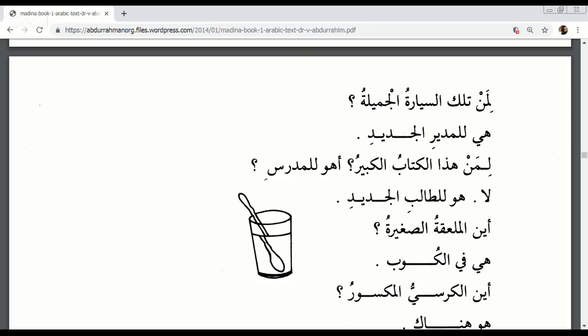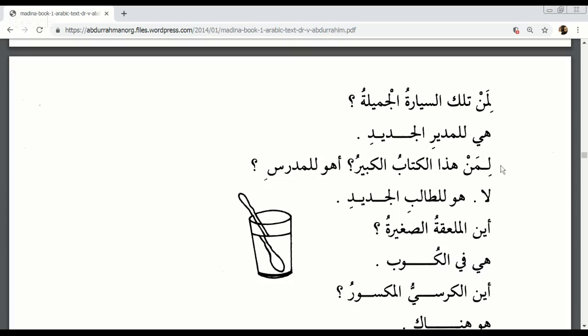Okay, very good. And Shopna, next line, please. هي للمدير الجديد. Something new for the teacher. No, the head teacher. So it said liman tilka sayyaratul jamilatu. Whose is that beautiful car? And then we say here lil mudiri al jadidi. So it belongs to the new head, the new manager or principal.